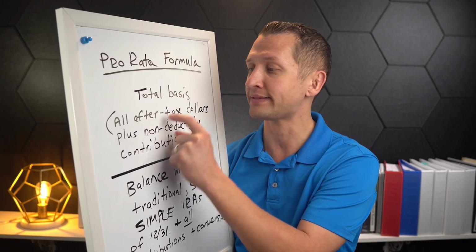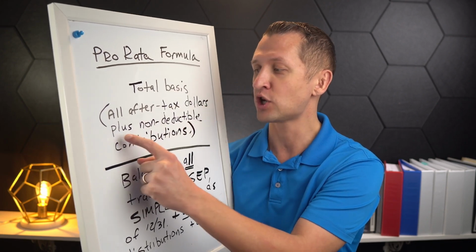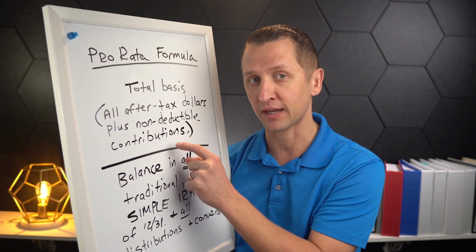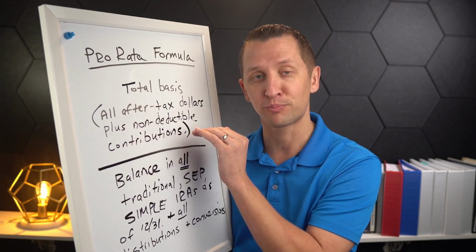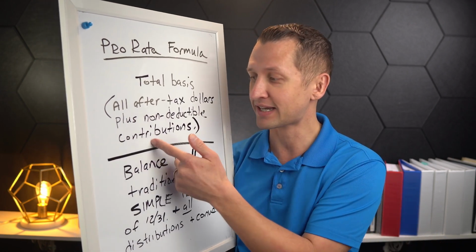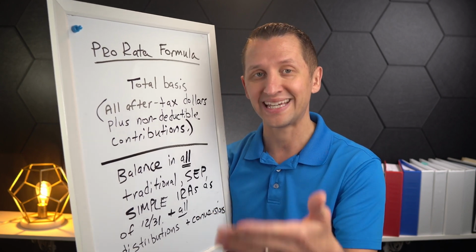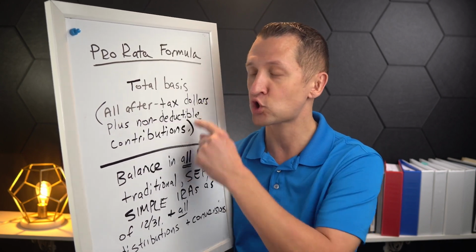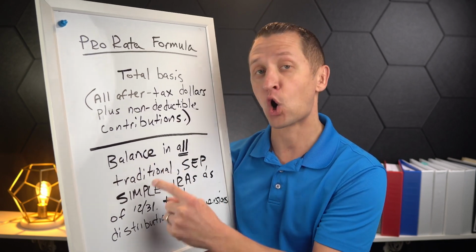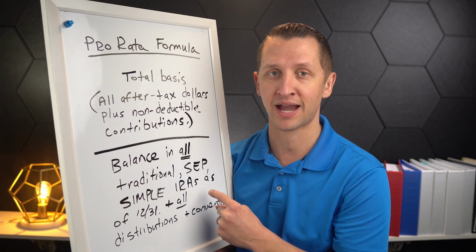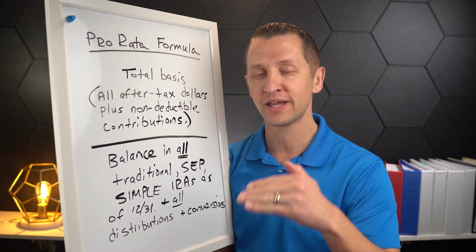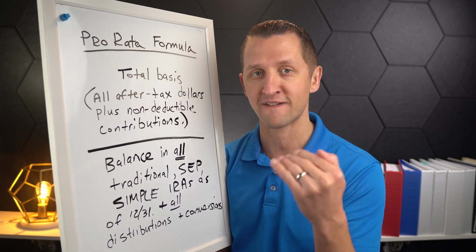So our total basis is all of our after-tax dollars plus our non-deductible contributions. Now, these two are the same thing. The first one is just after-tax dollars that were contributed from previous years. And the second part is the amount that you contributed in the taxable year. We're going to take our total basis and divide that by the balances in all of our traditional, SEP, and SIMPLE IRAs as of December 31st at the end of the year. You cannot do it before. It has to be as of December 31st.